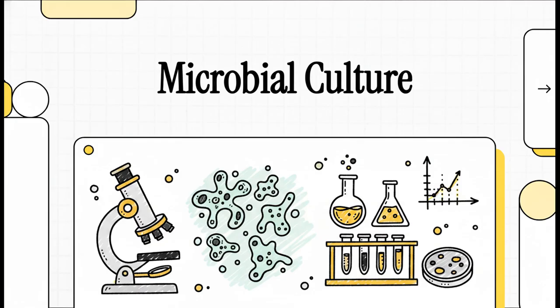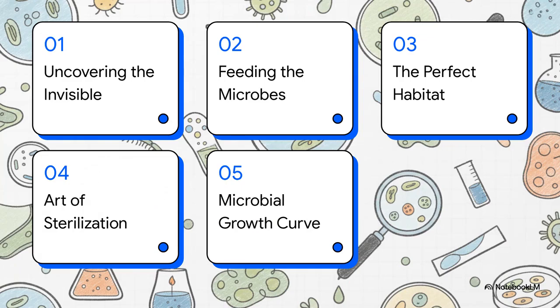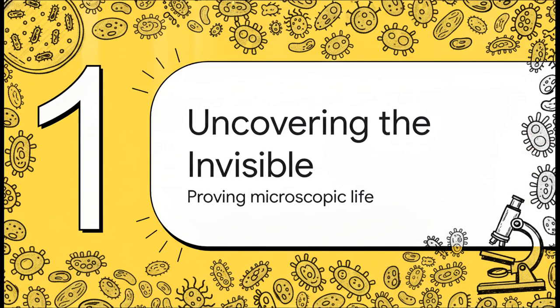Let's get started. Okay, let's look at our roadmap for today. We're going to cover uncovering the invisible world, feeding the microbes, building the perfect habitat, the art of sterilization, and finally, the microbial growth curve. Let's jump right in. Section 1. Uncovering the invisible world, proving the existence of microscopic life.